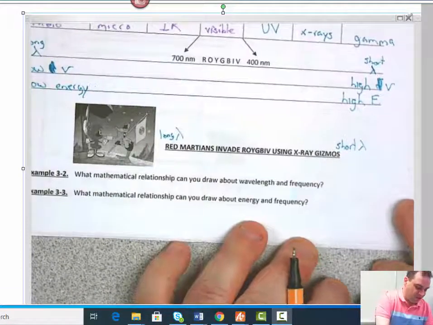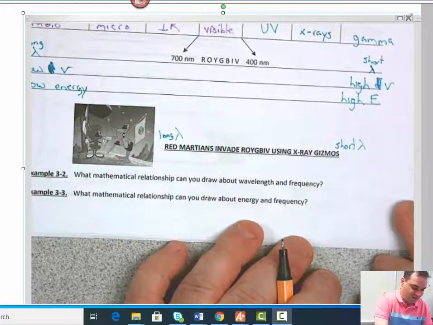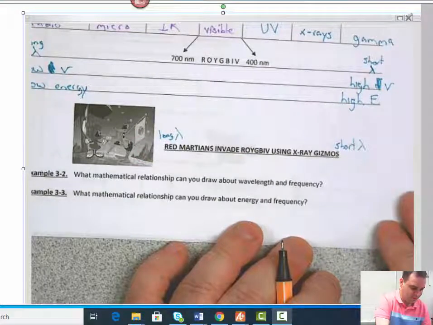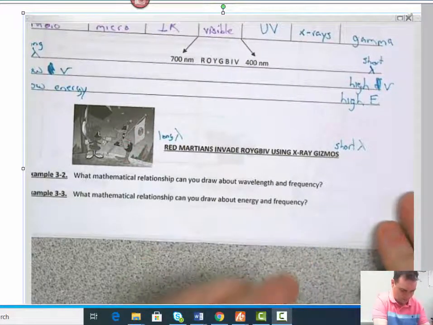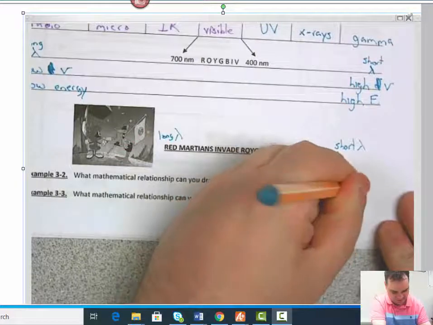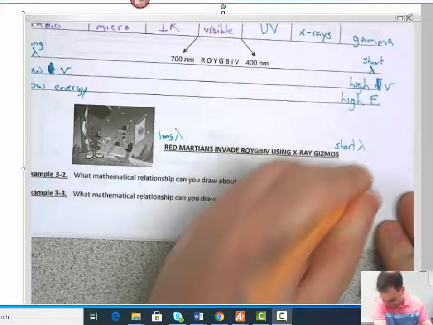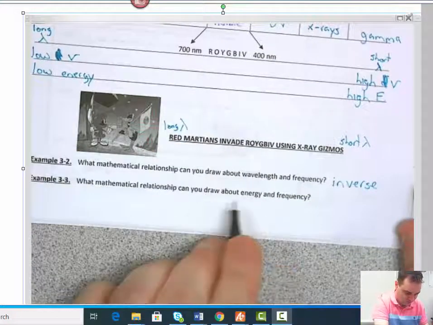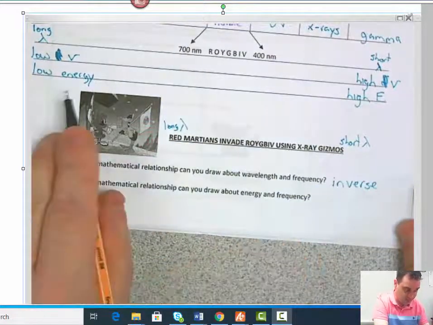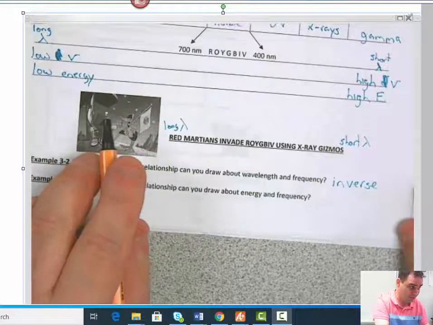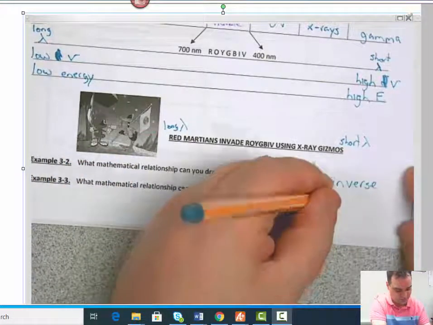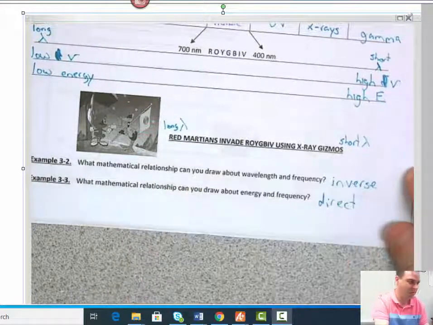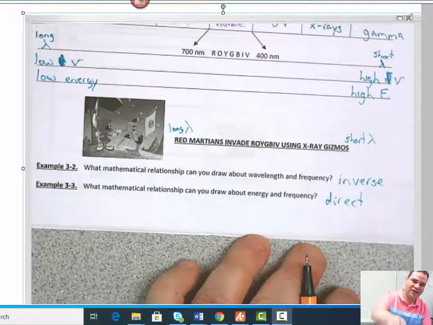Okay, what mathematical relationship can you draw between wavelength and frequency? Long wavelength, low frequency, so those are inversely related. One goes up, the other goes down. What relationship can you draw about energy and frequency? Low energy has low frequency, so they both go up or they both go down, so this is a direct relationship.